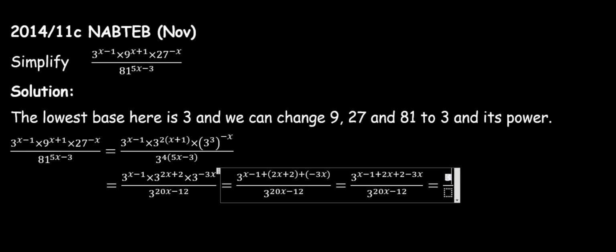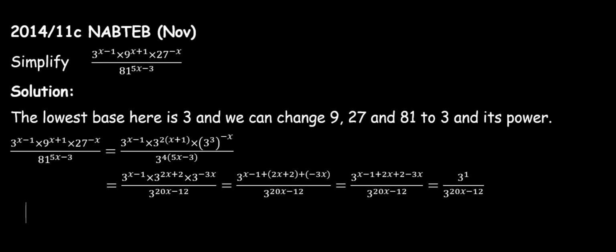If you take like terms together, then you now have minus 3x and plus 3x. So those ones will go. Minus 1 plus 2 will become just 1. So we now have our result as 3 raised to power 1 over 3 raised to power 20x minus 12. Now, bringing the denominator upward, we now have 3 raised to power 1 times 3 raised to power minus. Then we introduce a bracket to protect what we brought up, 20x minus 12. Then you close your bracket.